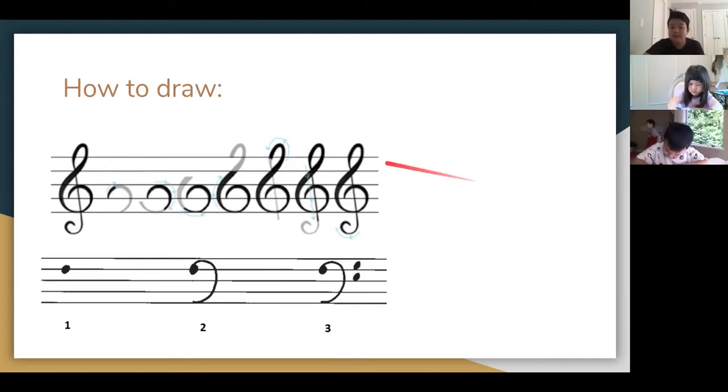Okay, so Audrey, the treble clef is a little harder to draw. Do you know how to draw it? Yeah, because we had to do a lot of these. It's really easy. It goes like this. Do you guys know how to do this?